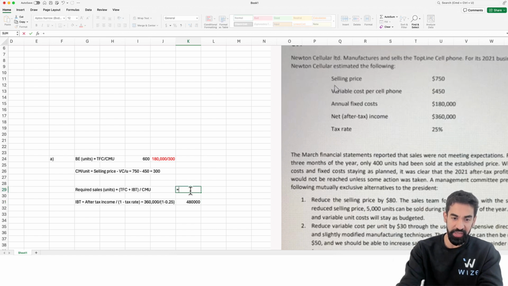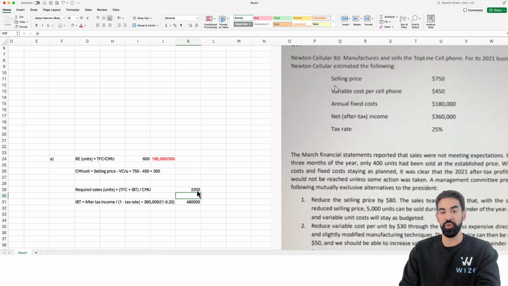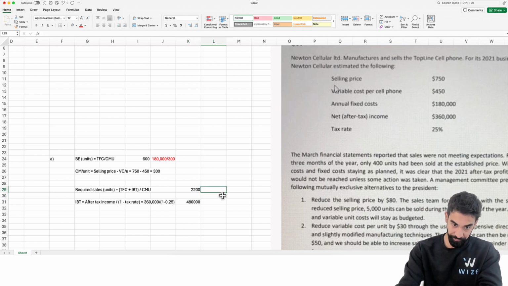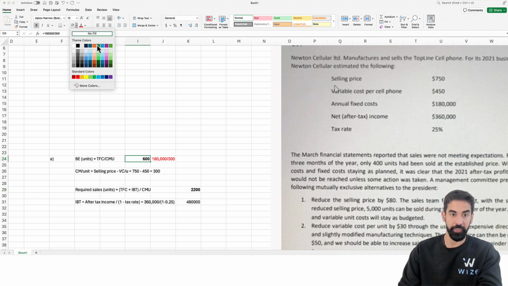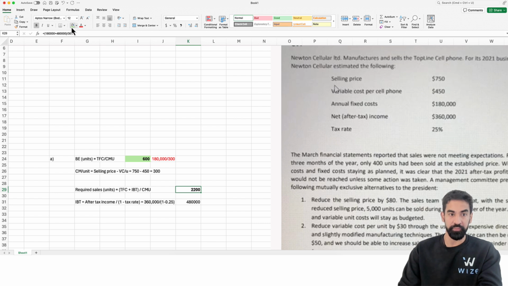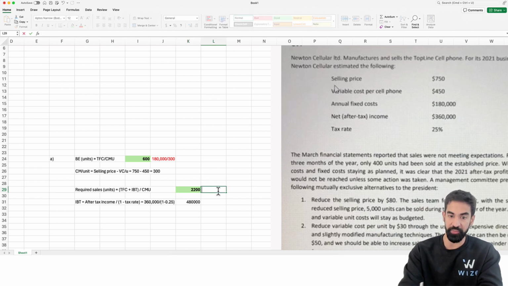And then here, now I can say the total fixed cost, brackets, 180,000 plus the income before tax is 480,000 divided by the same CMU of 300. That gives me 2,200 units. That is your two answers to part A. So this number we found by doing 180,000 plus 480,000 divided by 300.